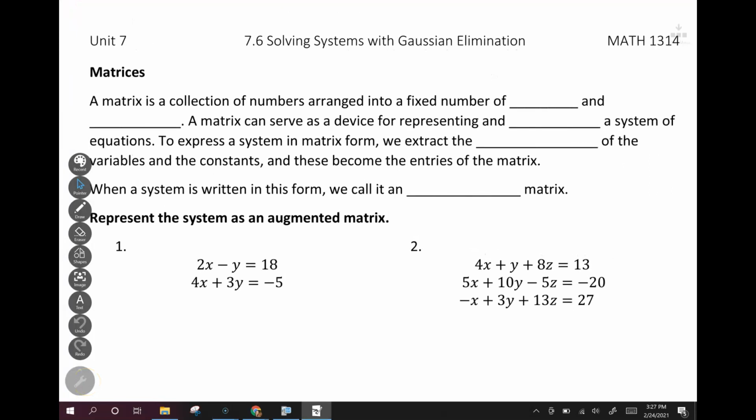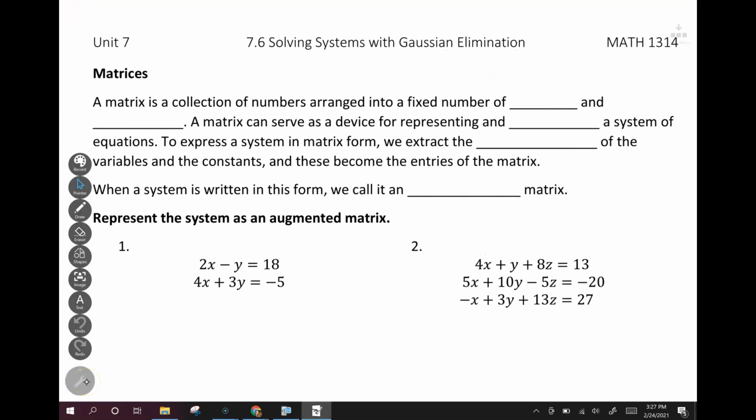Hey guys, this is 7.6. We're going to be looking at solving systems using matrices, primarily with Gaussian elimination.